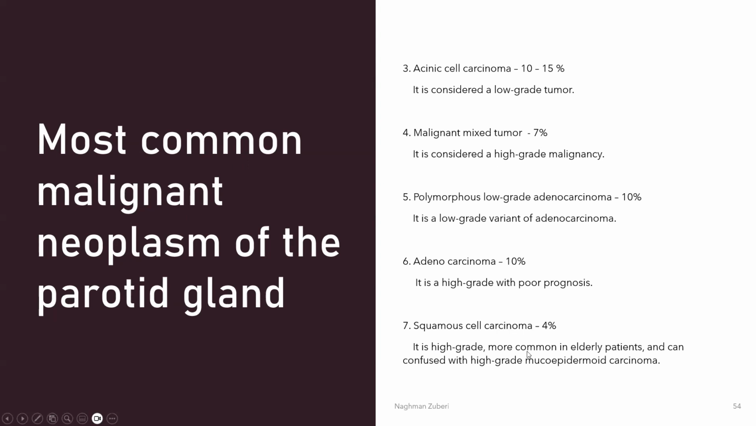Then polymorphous low-grade adenocarcinoma, 10%. It is a low-grade variant of adenocarcinoma. Adenocarcinoma, 10%. It is high grade with poor prognosis. And squamous cell carcinoma, only 4%. Again, a high-grade tumor, more common among the elderly, and can be confused with high-grade mucoepidermoid carcinoma.